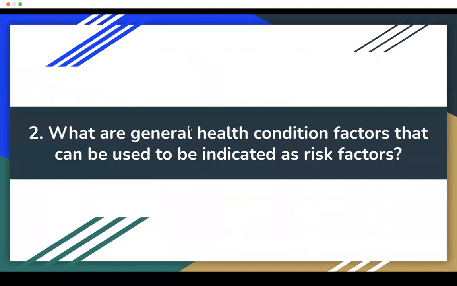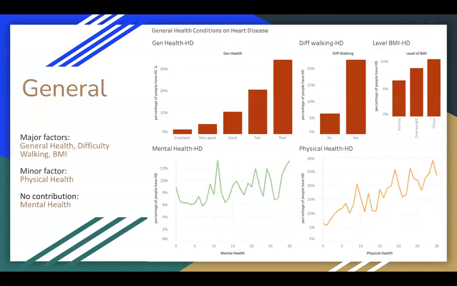The second question is, what are the general health condition factors that can be indicated as risk factors? The second category is general health condition. We can look at this graph. It contains general health, difficulty walking, physical health, BMI, and mental health. I use green to indicate no contribution because there are no patterns observed.